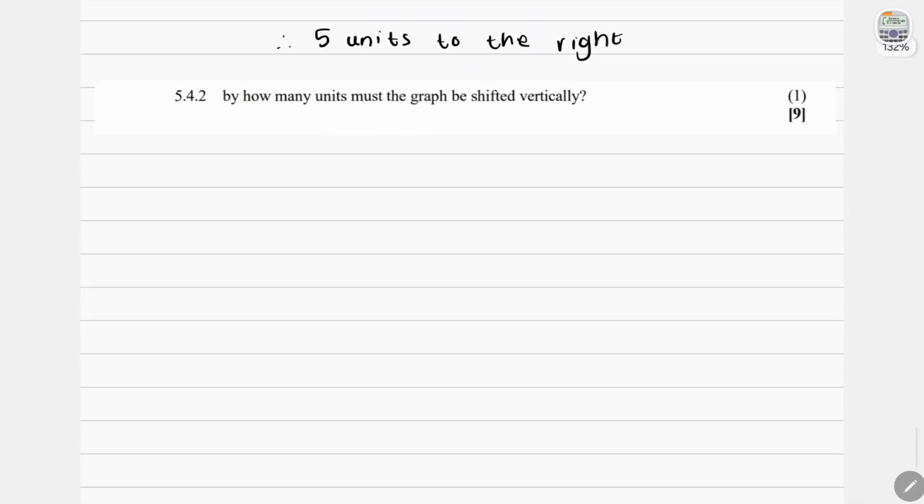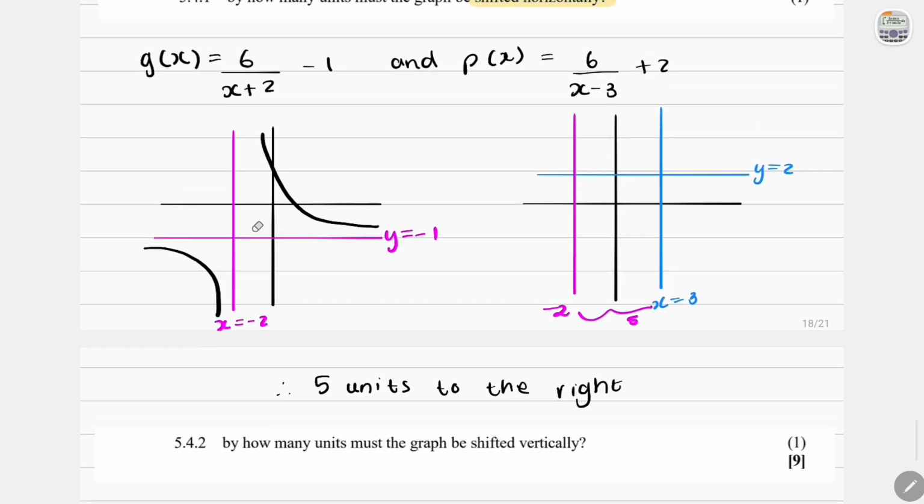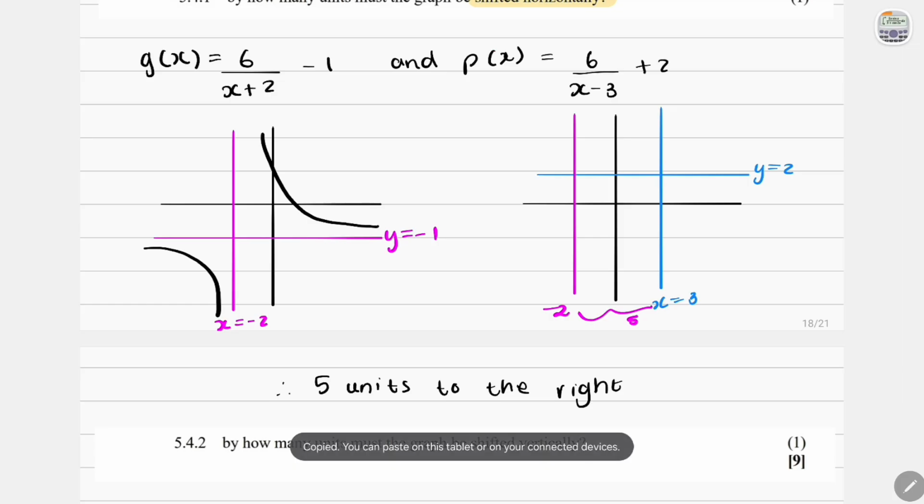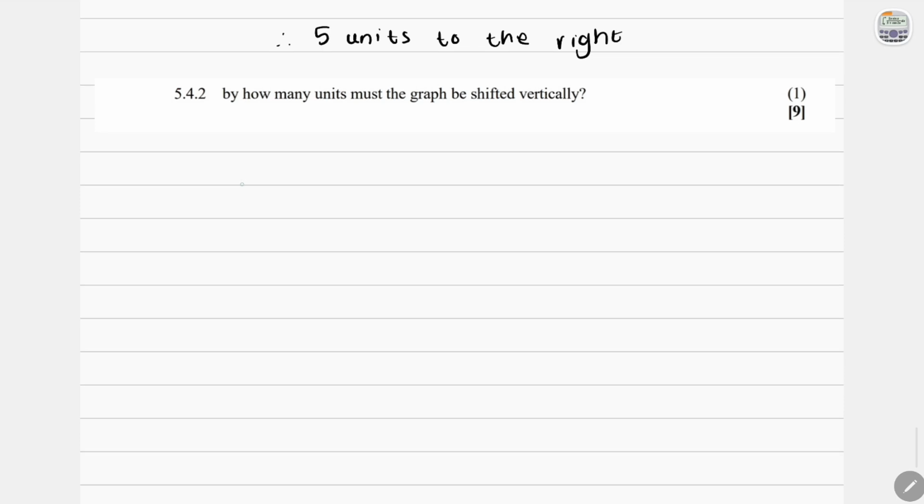And the next question is just a continuation. By how many units must the graph be shifted vertically? So a vertical shift, we control that using the horizontal asymptote. If this is the horizontal asymptote at y equals -1, how must it be shifted so that it lands here at y equals 2? It was at -1, it goes 0, 1, 2, so it moves exactly 3 units up, and that is our answer. We'll just tell them it needs to be shifted 3 units up.